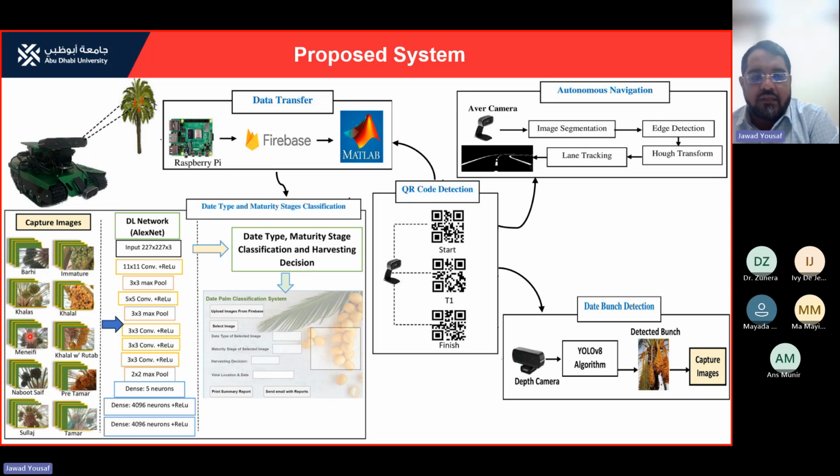Is it Khalas? Is it Manif? Is it Barhi? And then after that, the system will also classify the maturity stage of this bunch. For example, tree 1, this is Barhi and this is Khalas. Tree 2, this is Manif, this is Pritamar. Why? Because many dates are harvested at different maturity stages, so we can make an informed decision.